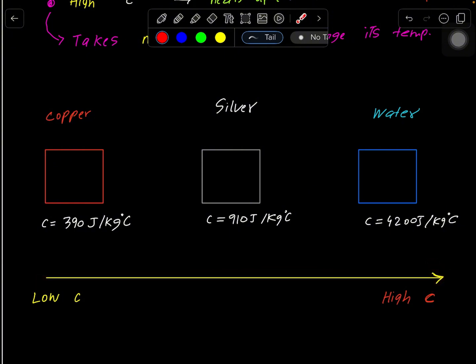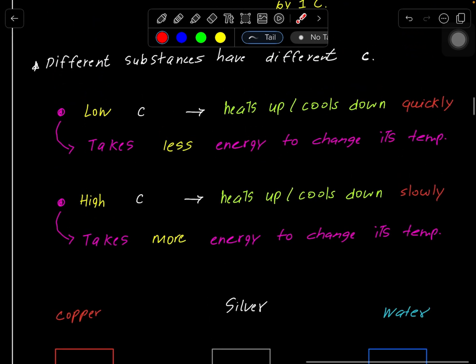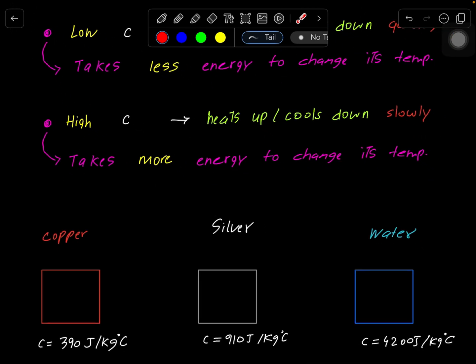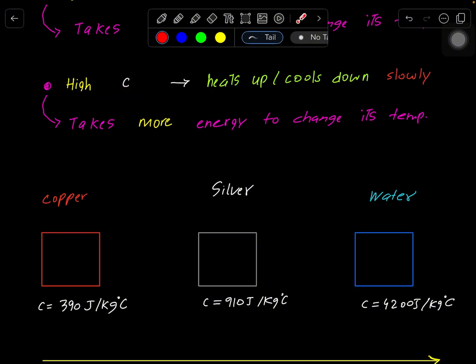Now, let's look at the properties of these three types of substances. We see that copper heats up faster than water and it loses its heat faster than water as well. Like if you were to take a metal spoon and put it on heat, and on the other hand, if you were to take a container of water and put it on heat, you would see that the metal spoon heats up faster than water because the specific heat capacity of that metal spoon or copper is less than water. So, substances that have a lower specific heat capacity heat up and cool down faster. That means that they take less energy to change their temperature, whereas substances with higher specific heat capacity heat up and cool down slower. Okay, that means that they need more energy to change their temperature.